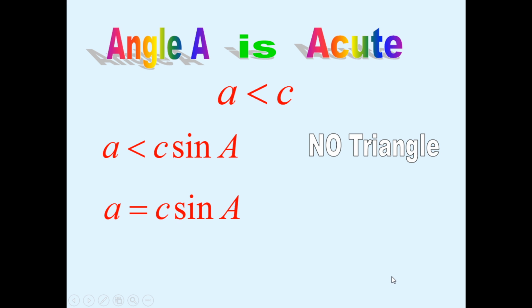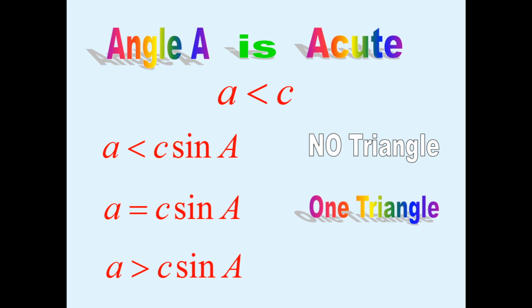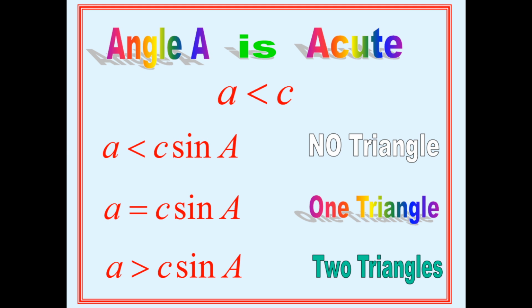And then if you see a equals c sine A, it's going to be a right triangle, so that means there's only one triangle. But if you see a is greater than c sine A, so the shortest leg is greater than the height, that means we do have two triangles. So we need to find two different sets of solutions. Okay, so we'll take a look at that.